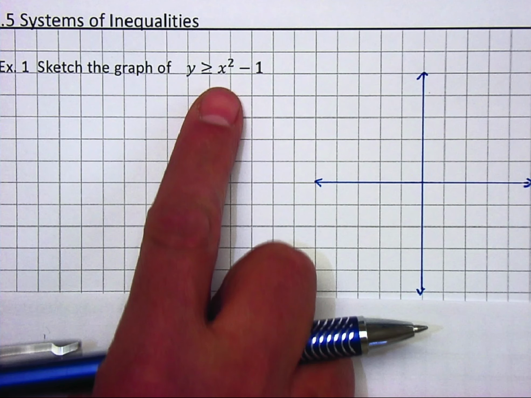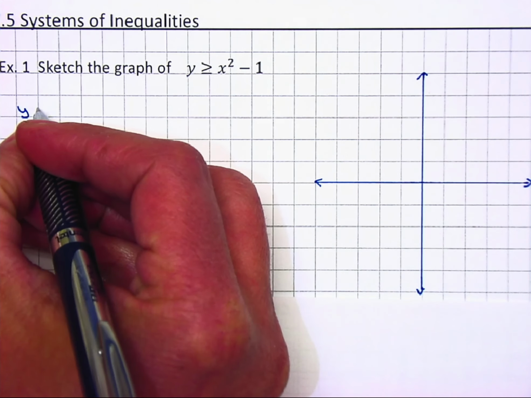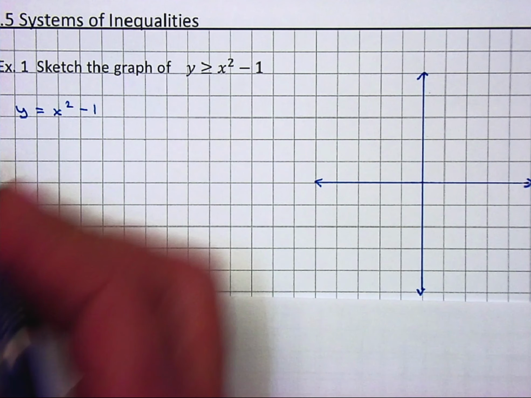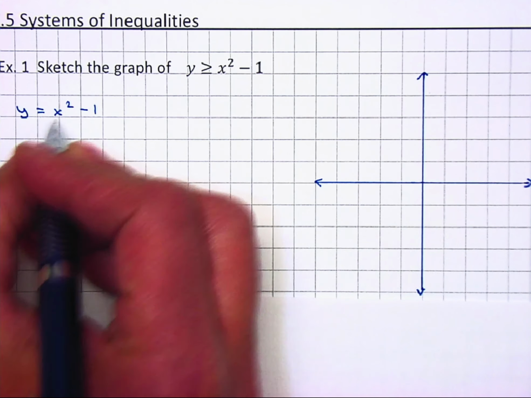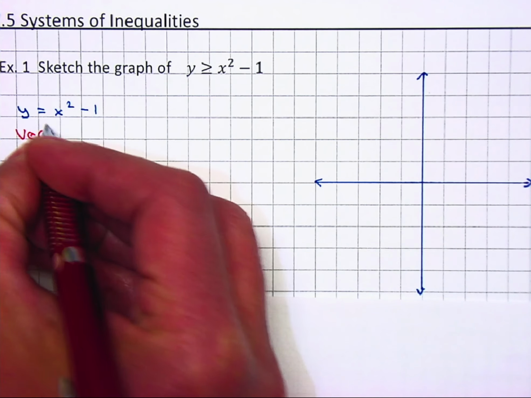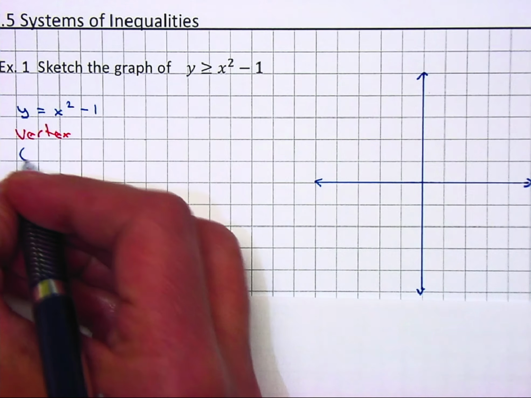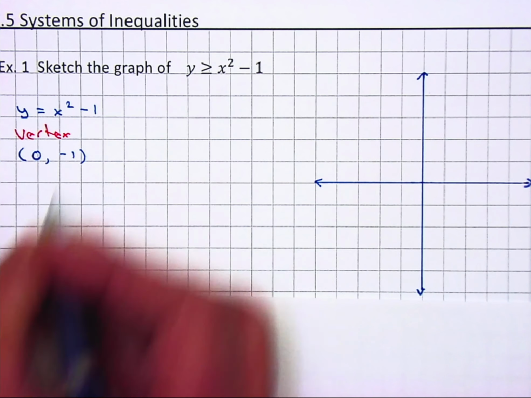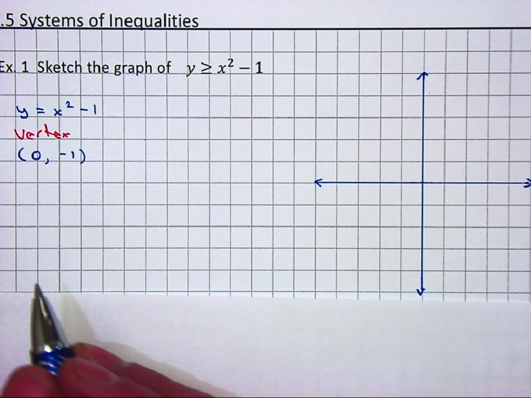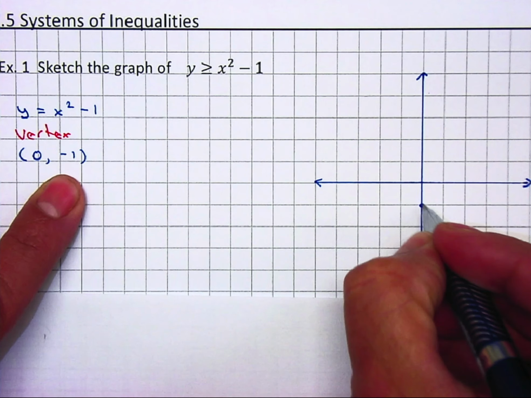Now, we know that this is a quadratic equation. In order to graph y equals x squared minus 1, I'm going to graph the boundary line first. I need to find my vertex. In this case, I can just use my h and my k, where h is 0 and k is negative 1. Otherwise, you can use negative b over 2a to find your vertex. So in this case, this is 0, negative 1.